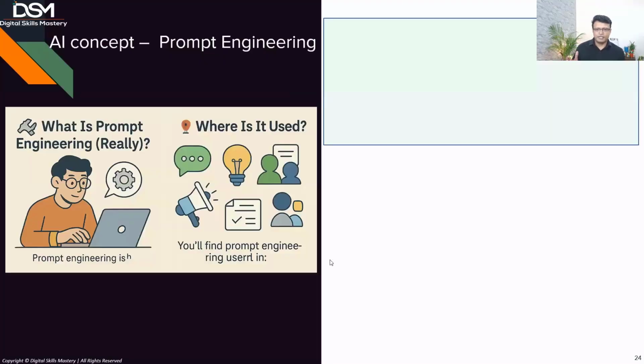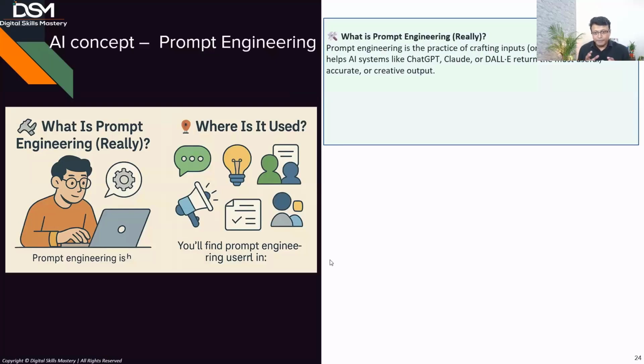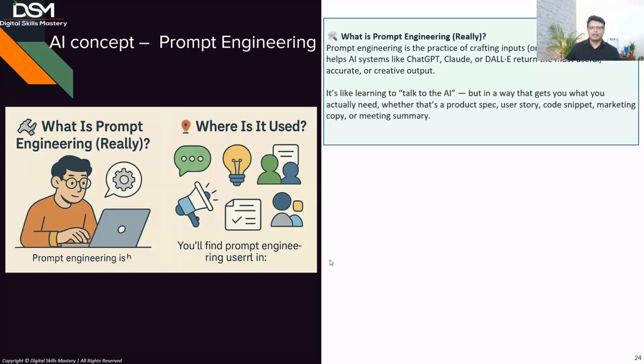Now, what is it and where is it used? Let's look at it quickly. As a definition, it is the practice of crafting inputs or prompts in a way that helps AI systems, tools like ChatGPT, Claude, or DALL-E, return the most useful, accurate, and creative output. And that's what we call a prompt. It's like learning how to converse with AI. What you enter as a prompt, whether it's a product spec, user story, or a code snippet, doesn't matter. Are you able to converse with AI to get the better results that you are expecting?